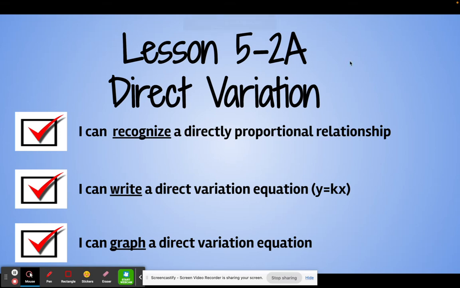Hi everyone, today we're doing lesson 5.2a, direct variation. Our goals today are to recognize a directly proportional relationship, write a direct variation equation, y equals kx, and graph a direct variation equation.